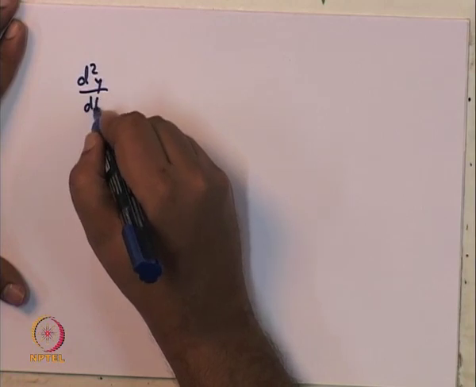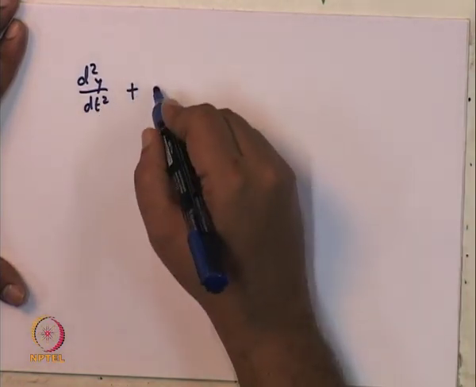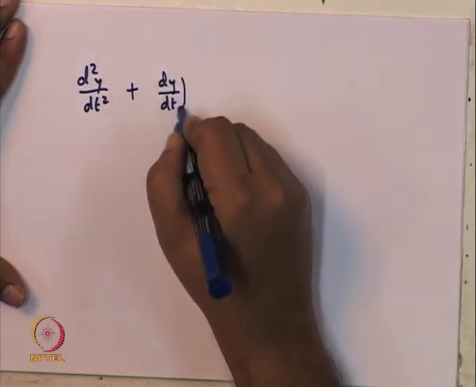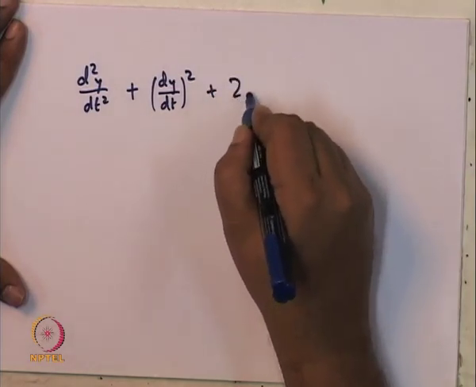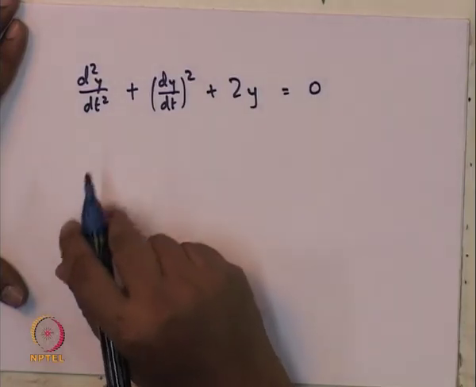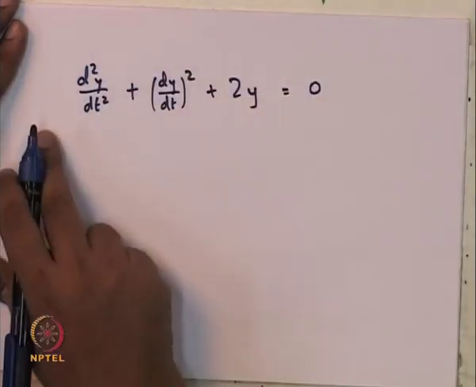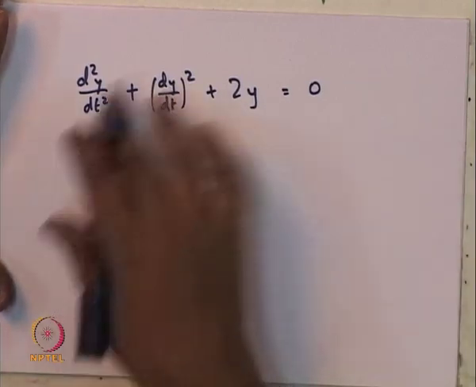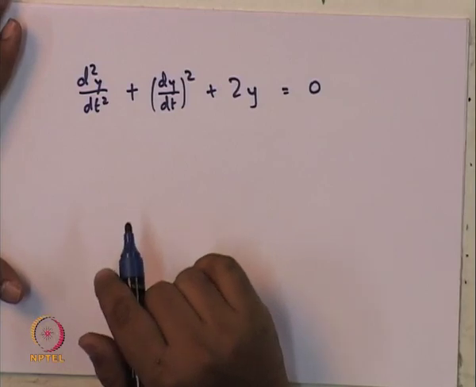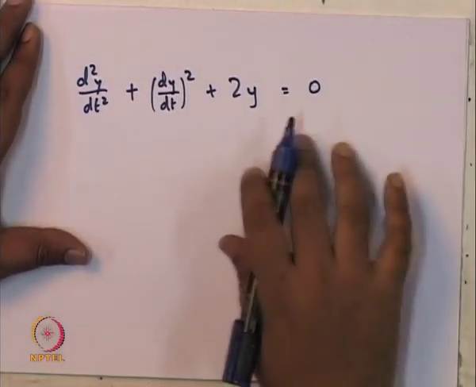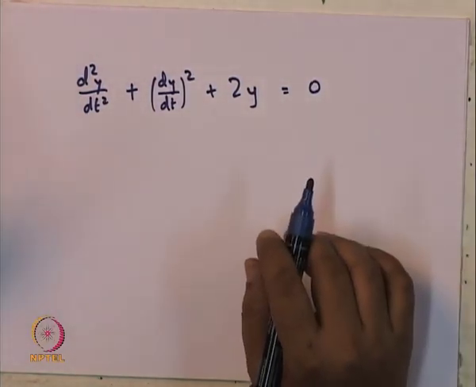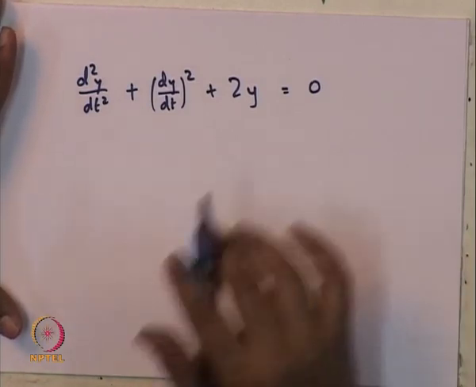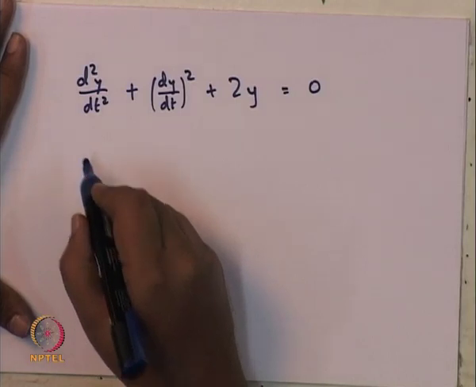Suppose you were to look at an equation like, let's say, the second derivative of y plus the first derivative of y squared plus 2 times y equal to 0. Now, one wants to analyze this system. This system is a system without any inputs. And there are well-known methods of trying to analyze the system. But what I was just talking about was this clever way of thinking about this system as an interconnection between a linear system and a non-linearity. Now let me try and give you how that is done.